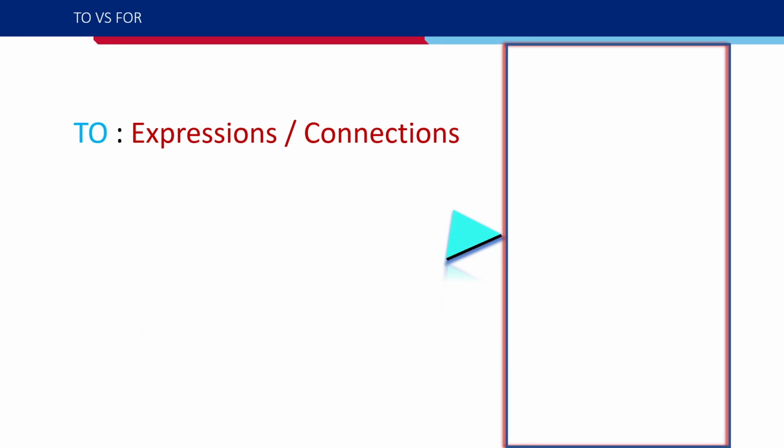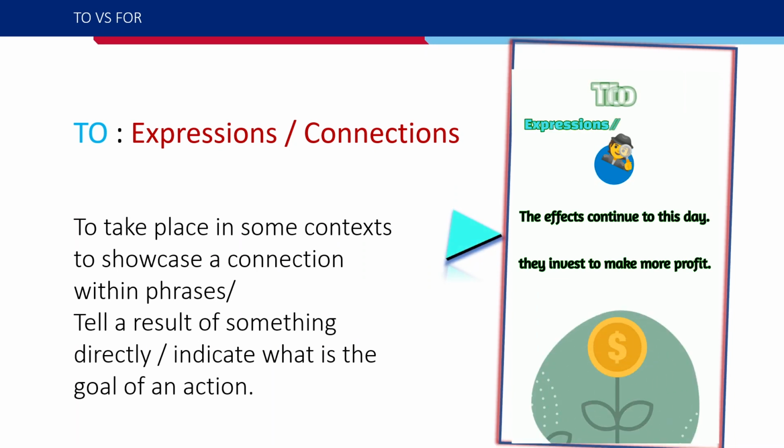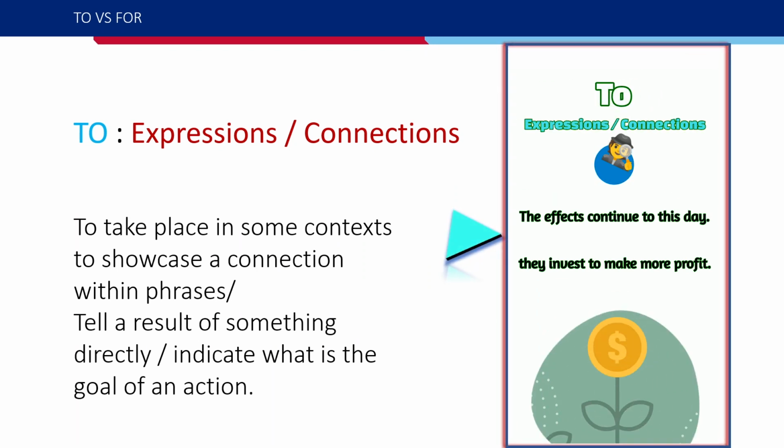In this context, we use "to" for expressions or connections. To showcase a connection within phrases, to tell a result of something, to directly indicate what is the goal of an action. For example, the effects continue to this day. They invest to make more profit. So we have here some phrases that are connected to each other to indicate the connection or to express something in a way that says there is a connection.